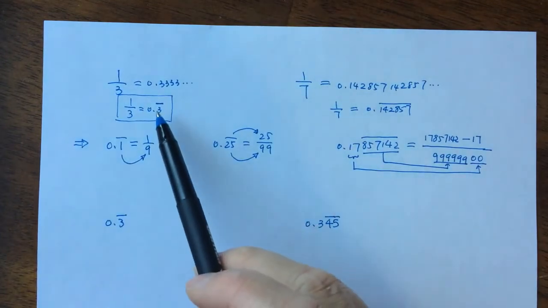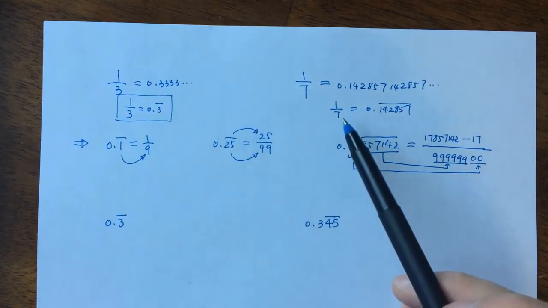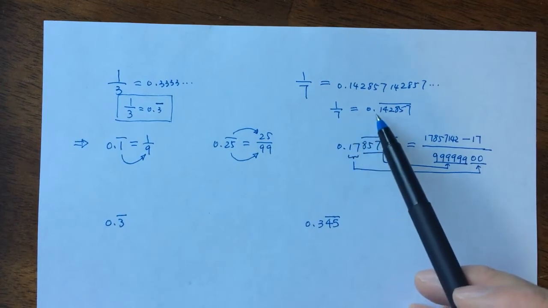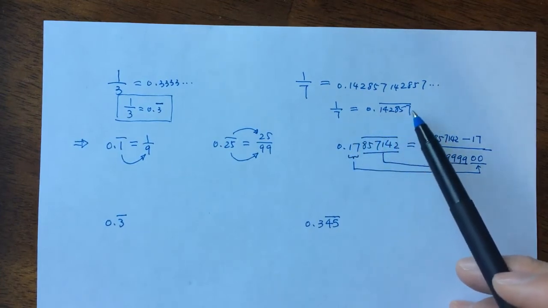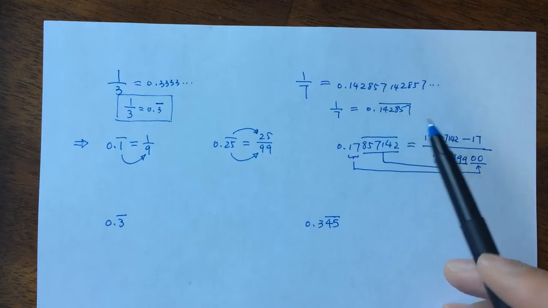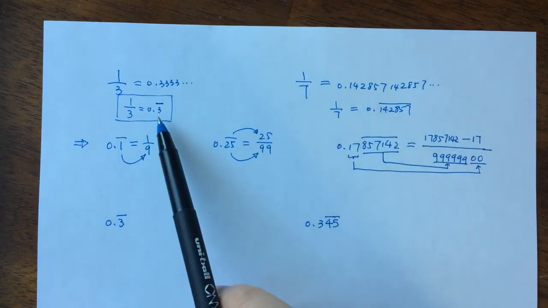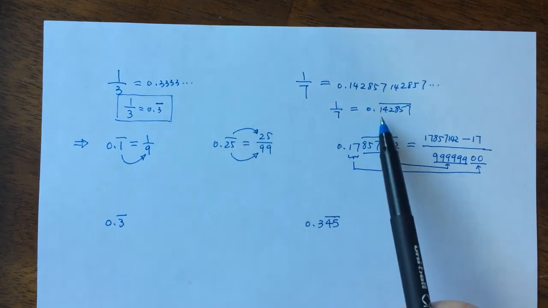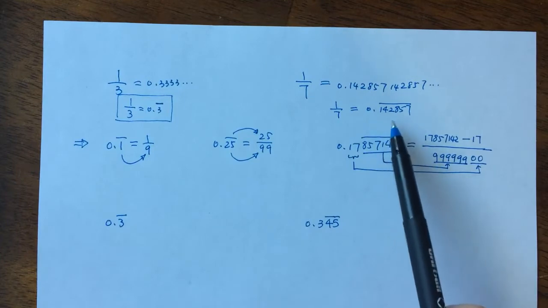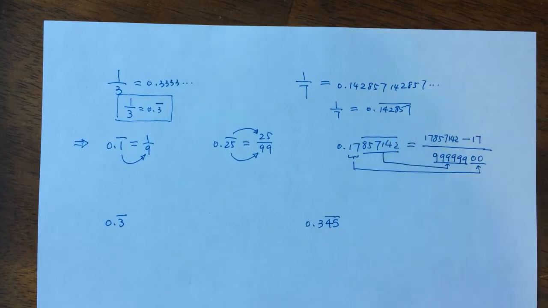That means the 3 is repeating. And the same thing for 1 over 7, that's 0.142857 and repeating on these 6 digits. So we call the first one's repeating block 1, and the second one's repeating block 6, because these 6 numbers are repeating.